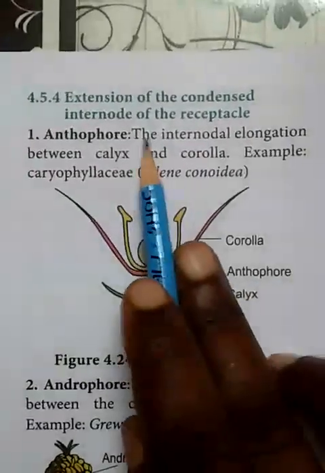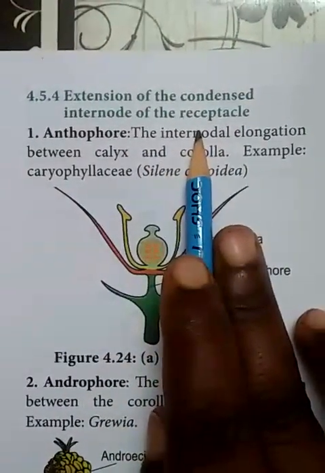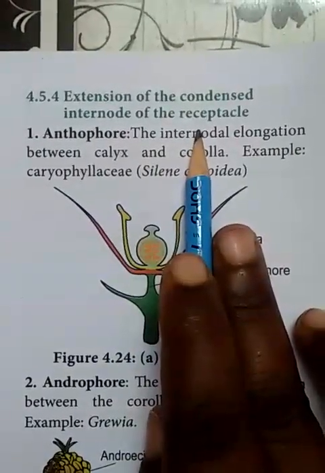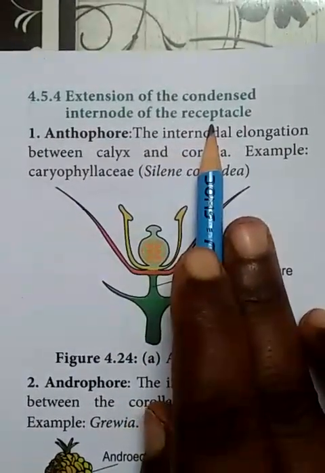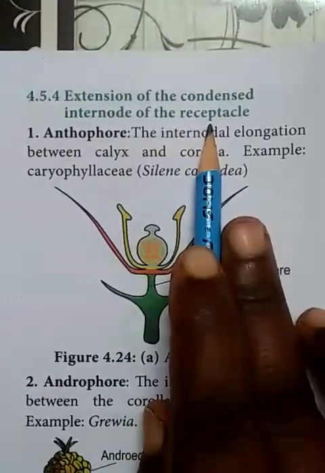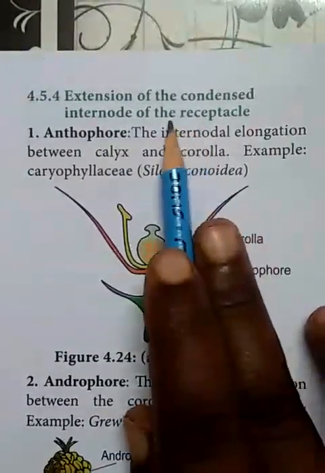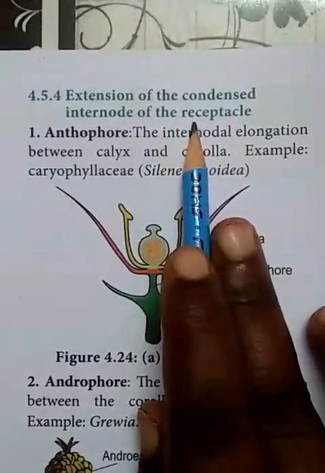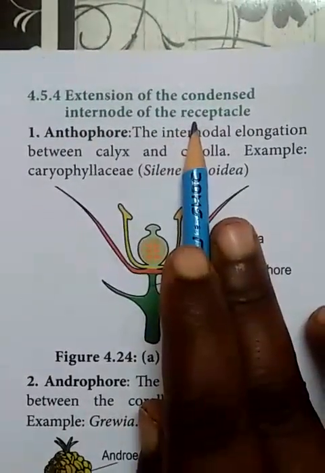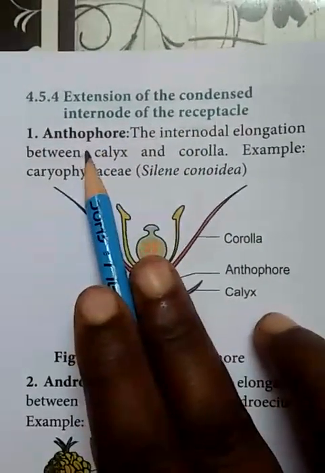Next we will study the extension of the condensed internode of the receptacle. Usually the calyx, that is the sepals, petals, androecium and gynoecium, are arranged over the receptacle, together maybe in one layer. Sometimes you can find some extension of the internodes of the receptacle, so that these floral whorls are extended and separated from each other. That extension we are going to study here.